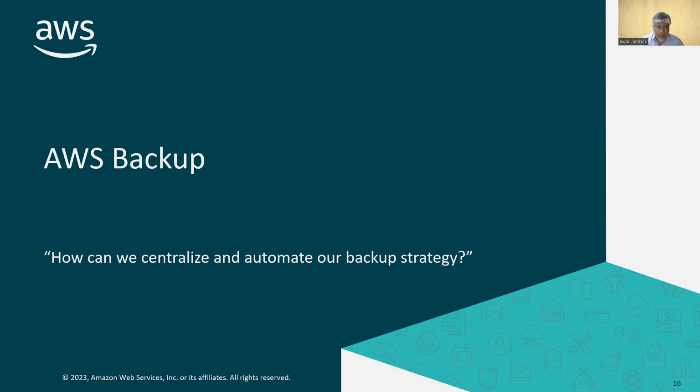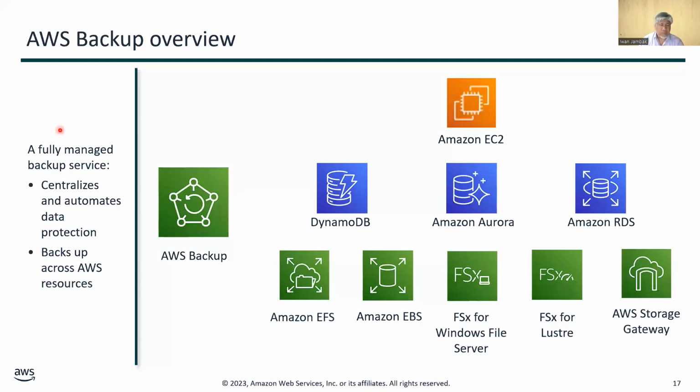Thank you, Pak Isan. So for backup, we have a fully managed service that can centralize and automate data protection and backup across AWS resources like EC2, DynamoDB, Aurora, Amazon RDS, and then other storage like EFS, EBS, FSx, and Storage Gateway. So all of this can be centralized using AWS Backup.